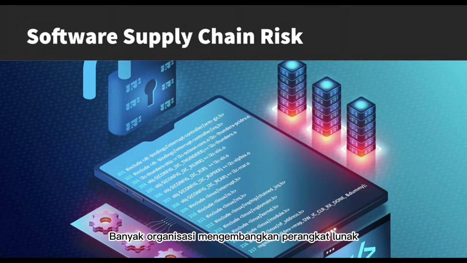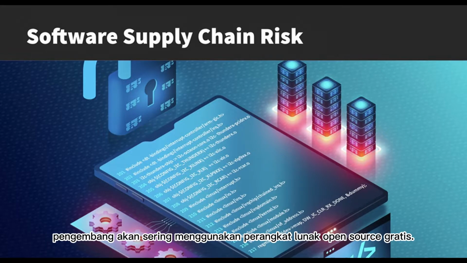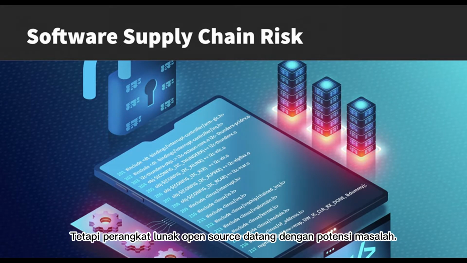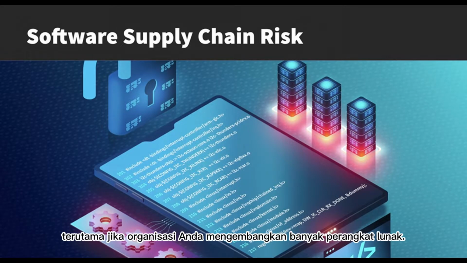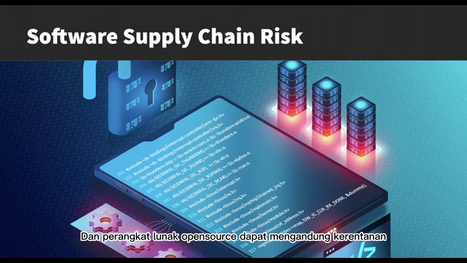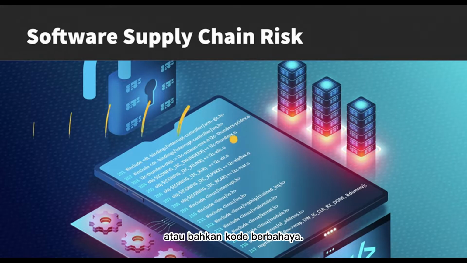Finally, we have software supply chain risk. Many organizations develop software for their own internal systems or to provide the services they offer. Instead of writing everything from scratch, developers will often use free open source software. But open source software comes with potential problems. It can be hard to keep track of, especially if your organization develops a lot of software. And open source software can contain vulnerabilities or even malicious code.